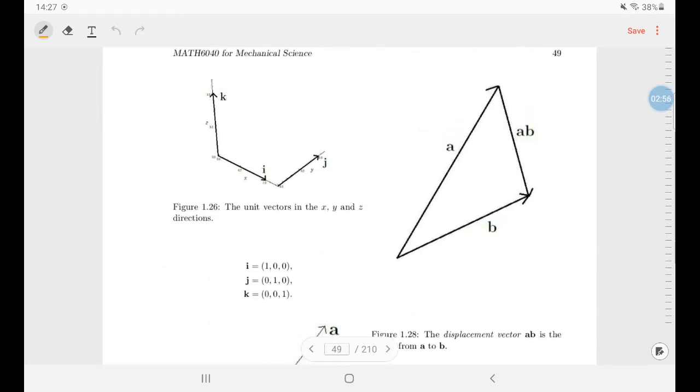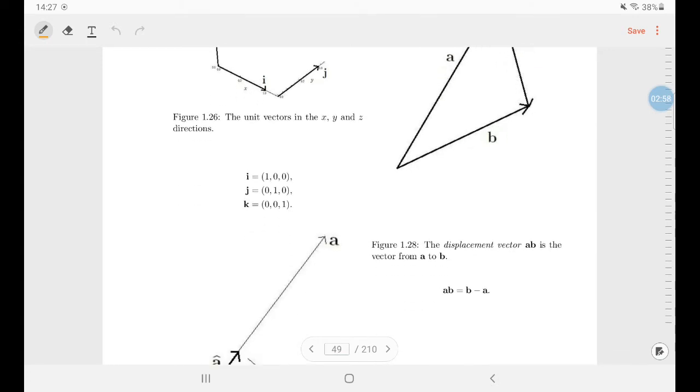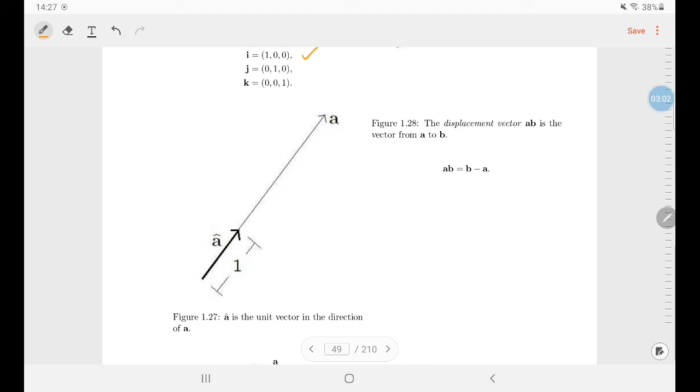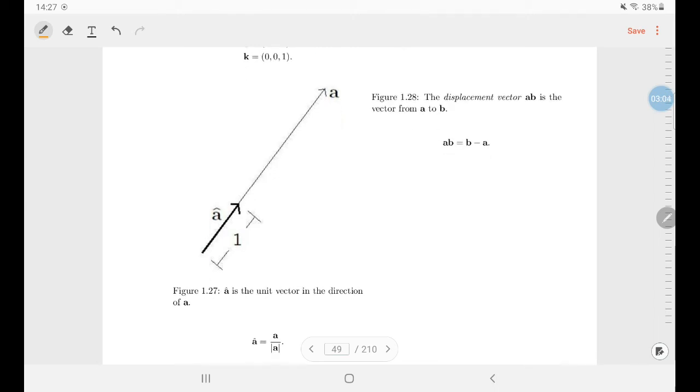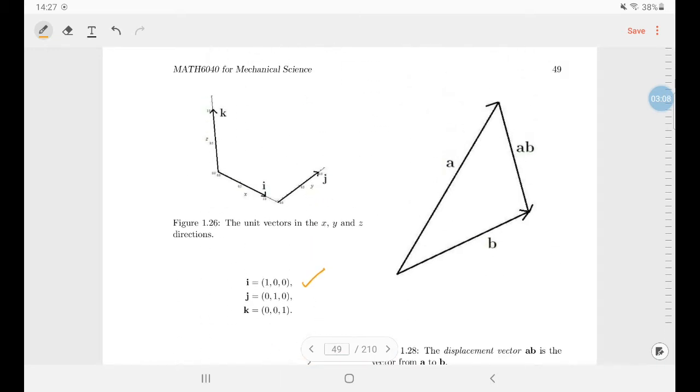Here I've got unit vectors i, j, k. i means 1 along the x, j is 1 along the y, and k is 1 along the z. And this is a unit vector: you take a vector and divide it by its own length, and you get a vector of length 1 in the same direction.